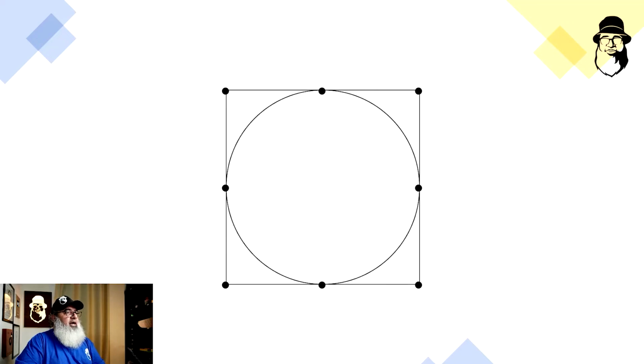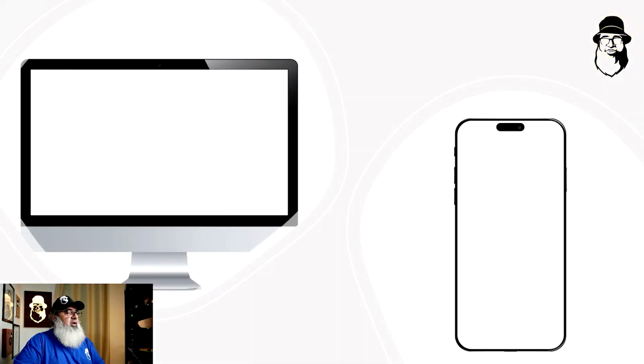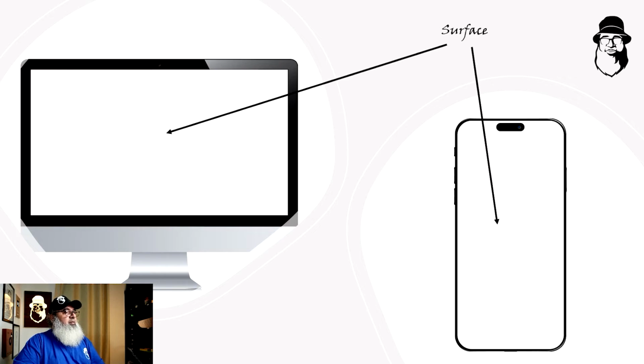Geometry deals with points and lines and surfaces. Now, in this diagram here, there are 8 dots and they represent points. And there are 5 lines, a circle, and 4 straight lines that are making a square. Now, if you are watching this video on a computer or smartphone, then the computer screen or phone screen is a surface that the diagram is seen on.